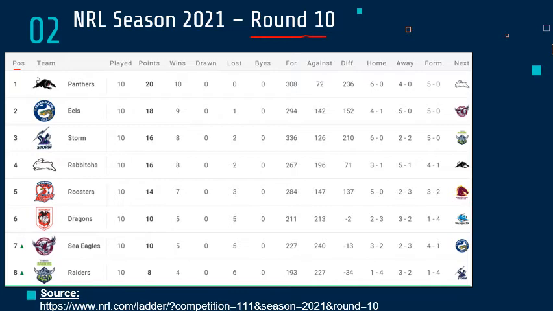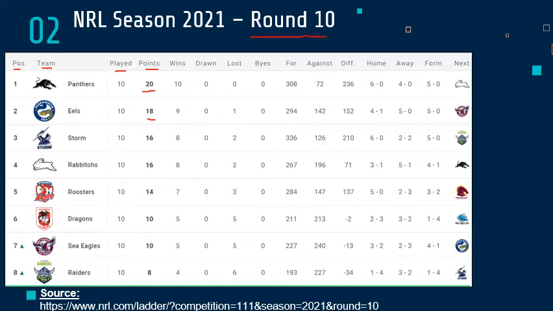Now I've only included the top 8 teams because there's quite a lot of teams. It tells me the team. It tells me how many matches they've played. So I can look down here. All of these teams have played 10 matches. Then it's got points. They award points based on wins and losses and draws. And I can see here that the Panthers have the greatest number of points, followed by the Eels. So Panthers at 20, Eels at 18.